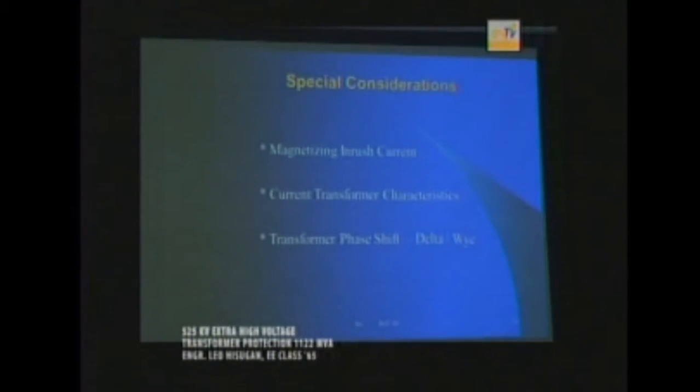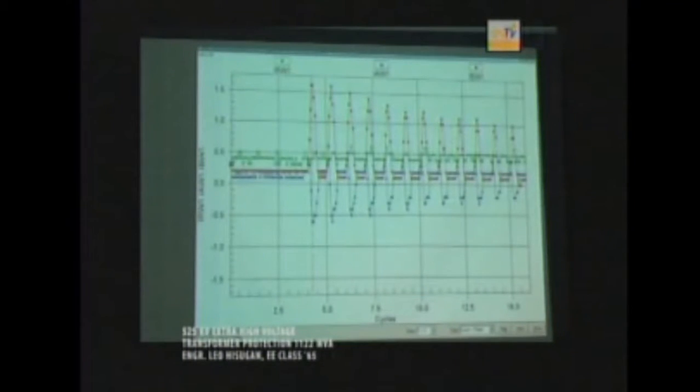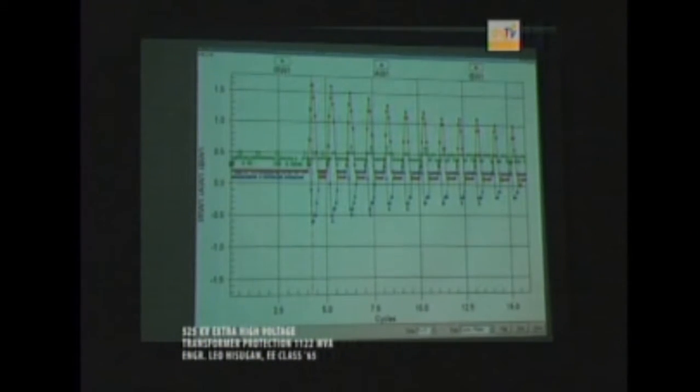Magnetizing inrush current. You need to know the characteristics of the current transformers and the transformer phase shift also. When we energize the transformer, we will capture the first energization, the second energization, and the third energization. We will capture all these inrushes.